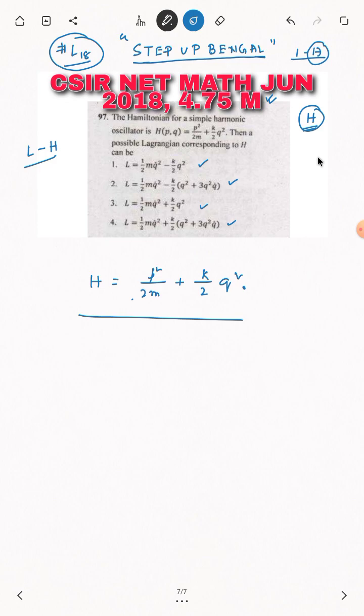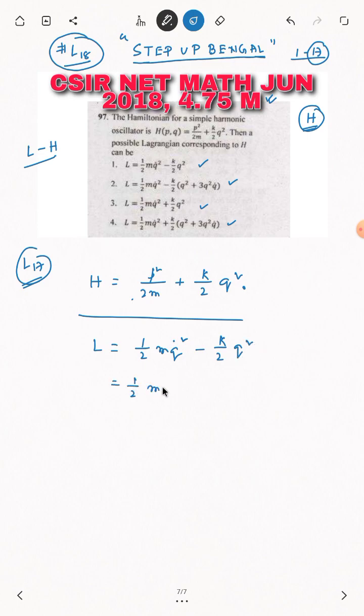Now in the previous lecture, lecture number 17, I gave you a very shortcut trick about Hamiltonian to Lagrangian conversion. Here we will apply that trick to solve this question very quickly, and for that we will just go through the options. Say this L is our Lagrangian. So just write down that L equals half into m q dot square minus k by 2 into q square. This is our kinetic energy part.